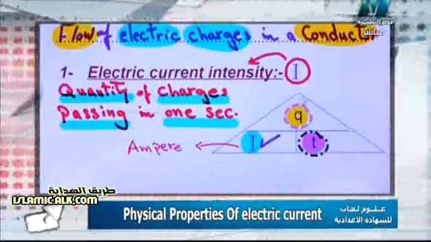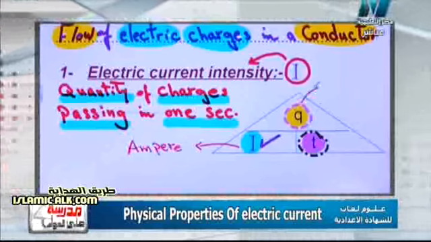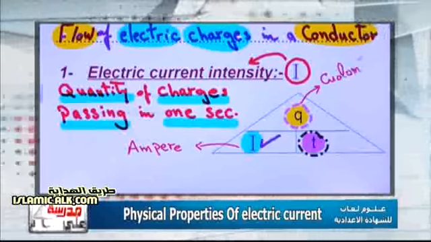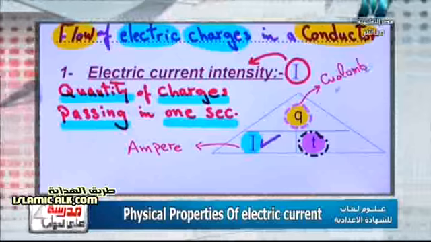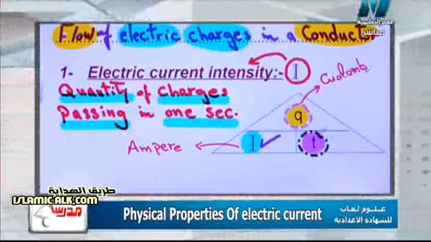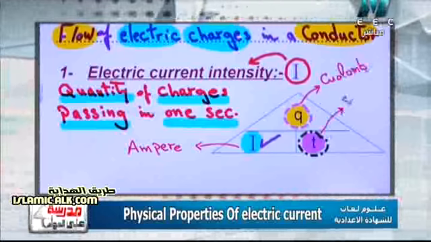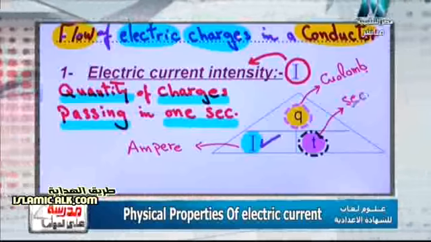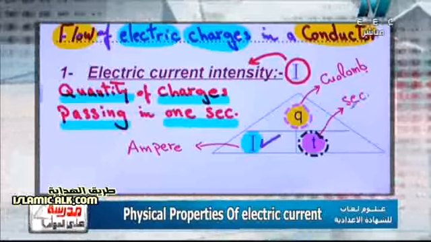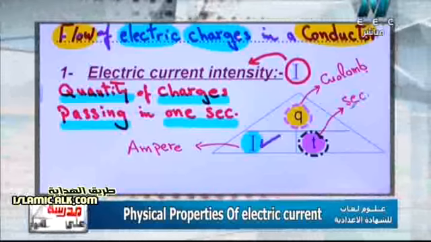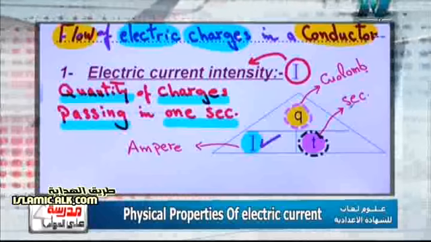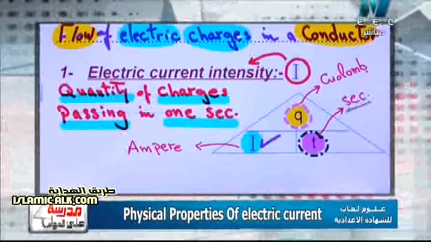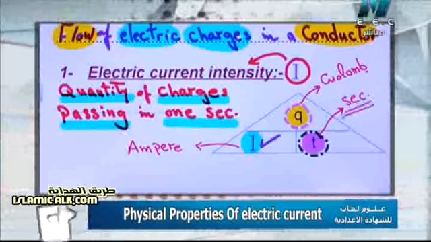And the measuring unit of the quantity of charge is coulomb. The B is silent. And the measuring unit of time here is second. So if we have time in problems in minutes, we should convert time from minute to second by multiplying by 60, because the measuring unit of time is second, as you see in front of you.